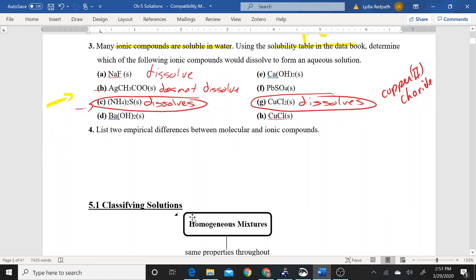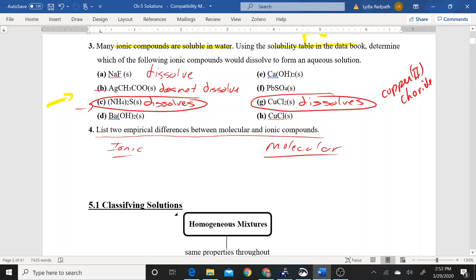So, empirical differences between molecular and ionic compounds is the next piece that we want to go through and talk about. Empirical are things that are really, really easy to see, feel, things like that. So if I were to make a list here, ionic versus molecular. What do we know about ionic compounds?